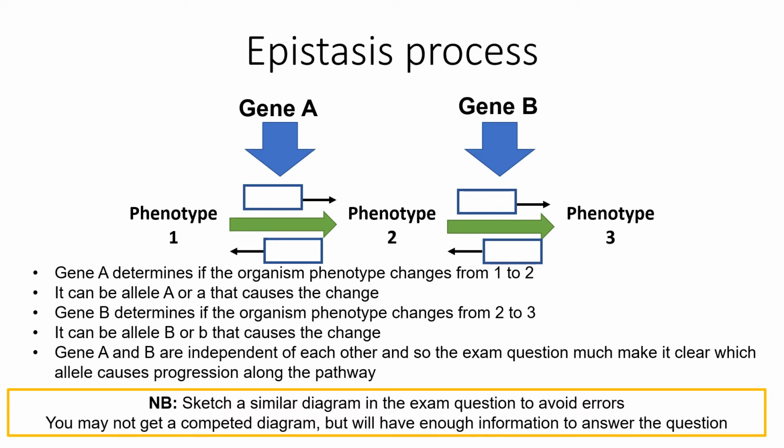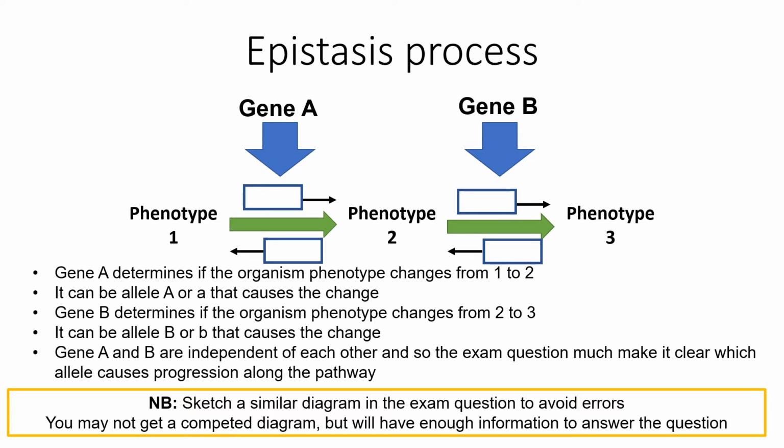It always suggests that you draw it in the margin or somewhere around your test paper and extract information from the question and build it up. You won't always get exactly that diagram, but this is a good starting point for the moment. What you're looking for is you need to identify which gene in the question represents gene A and which gene represents gene B. Gene A will allow the phenotype to change from number 1 to number 2.